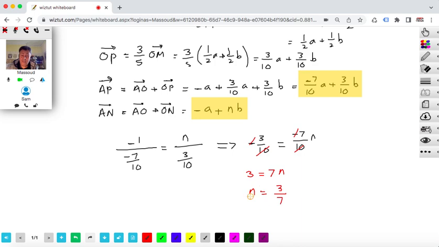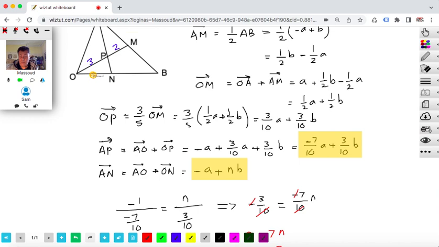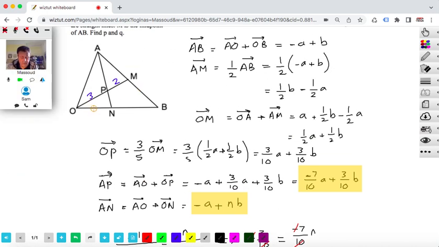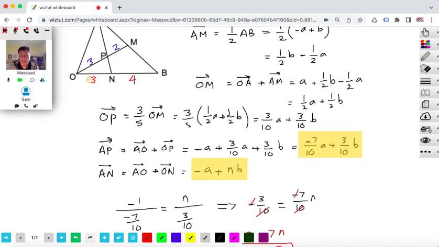Since n is 3/7 of the whole thing, this would have to be 3, and that has to be 4. So this finding tells me that P will have to be 3 and Q will have to be 4. So 3 to 4 will mean that ON would be 3/7 of the whole thing, and NB would be 4/7 of the whole thing.